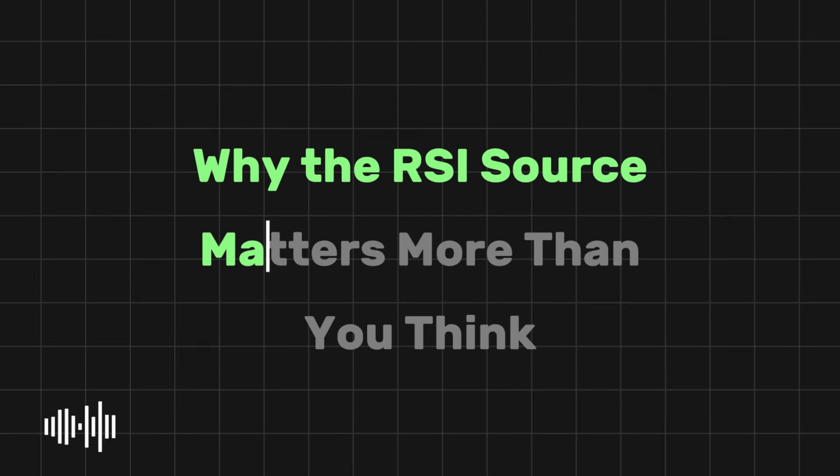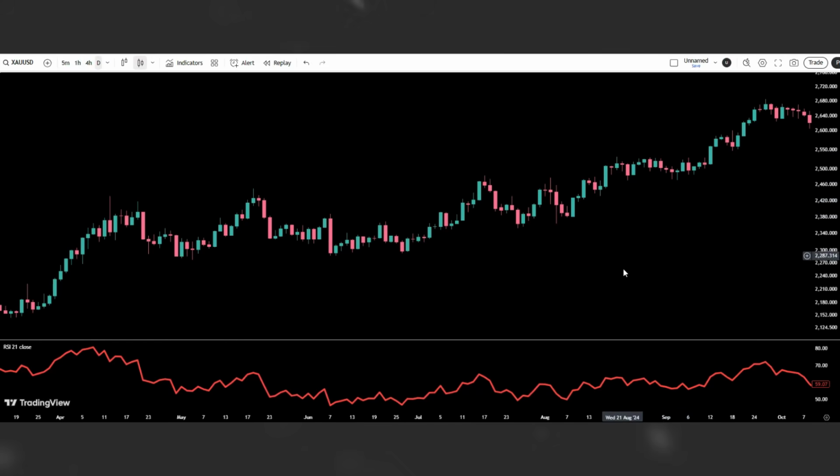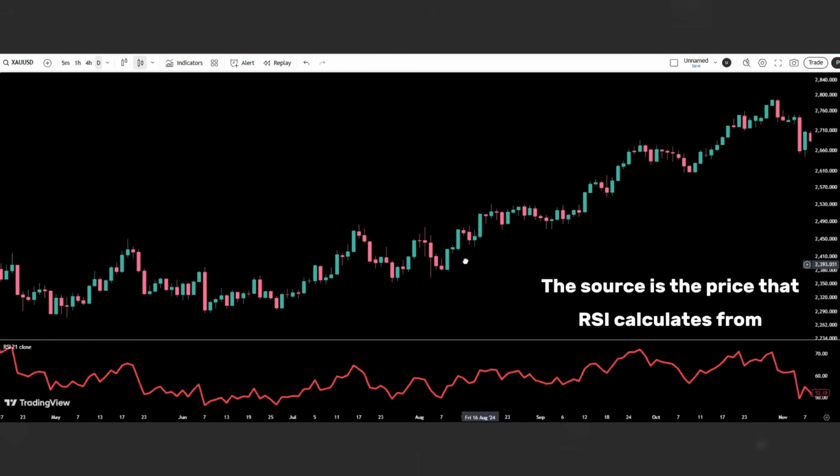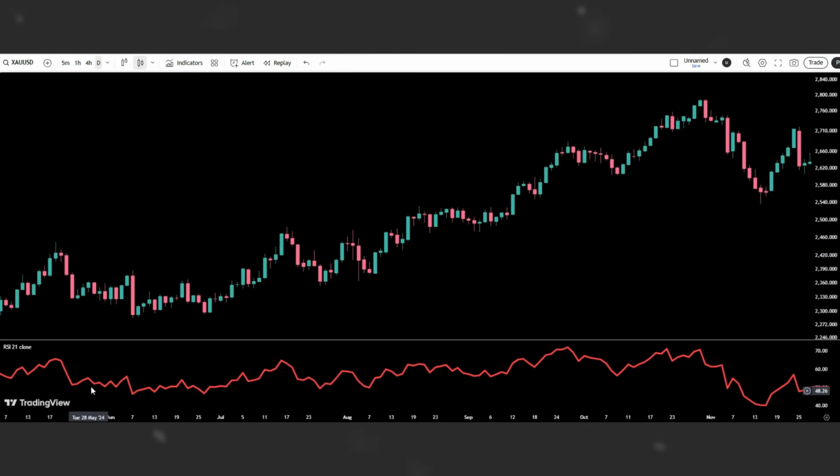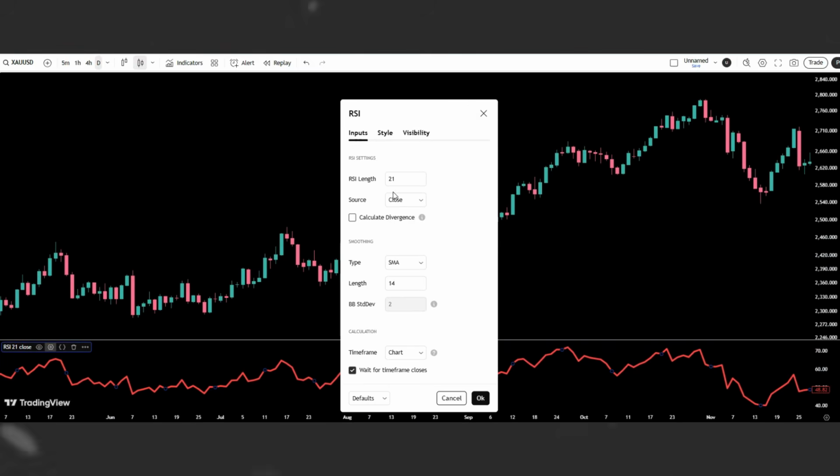Why the RSI source matters more than you think. This part is where most traders make mistakes. First, let's understand what source means. The source is the price that RSI calculates from. In TradingView, when you open RSI settings, you can see the source option. You can choose open, high, low, close, or average of these prices. By default, it's set to close.